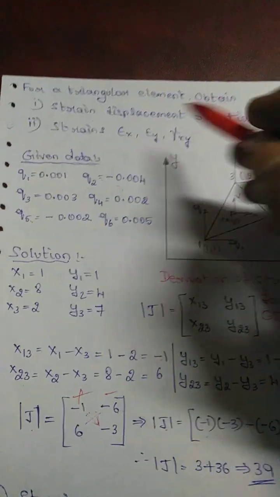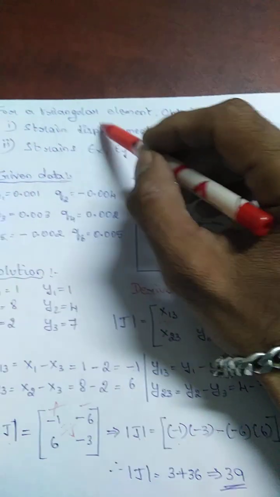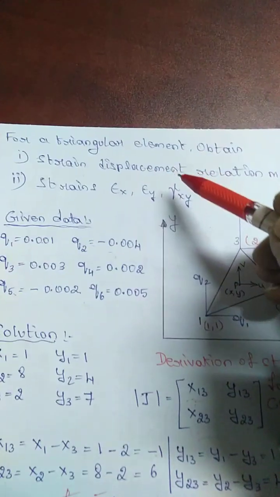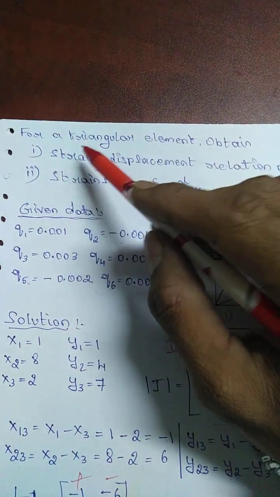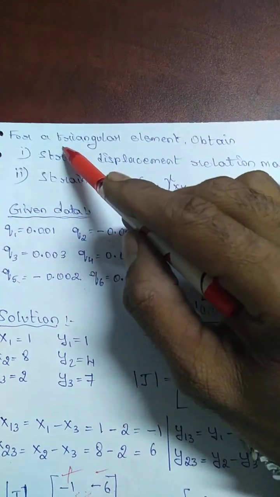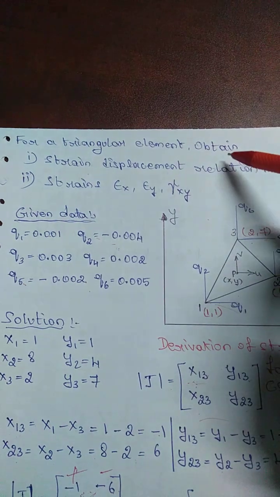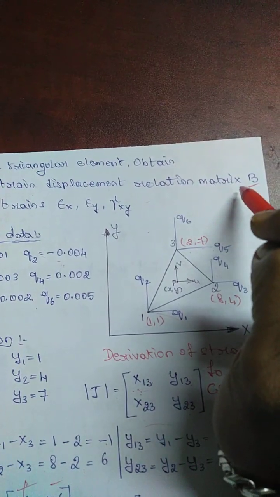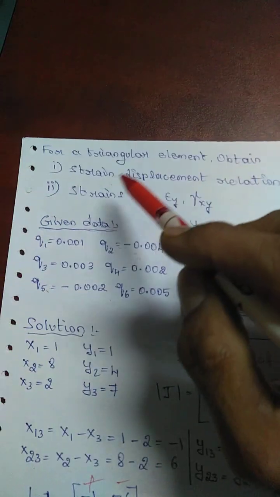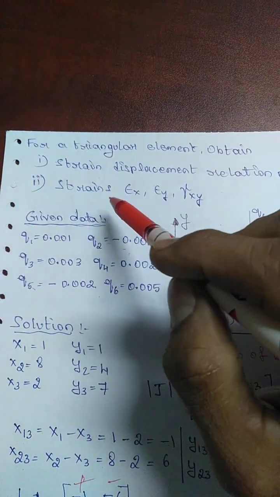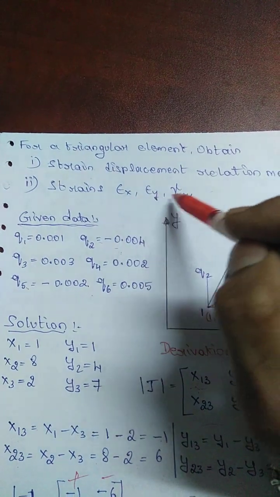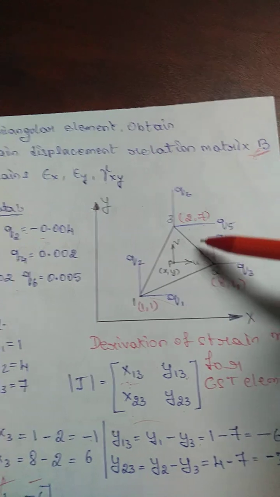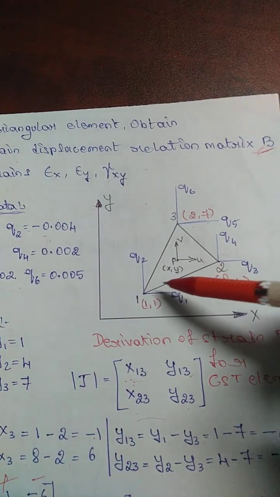Hi everybody. Let us solve one of the problems from the finite element method, or finite element analysis. So let us start with the problem. For a triangular element, obtain the strain displacement relation matrix, that is the B matrix, and the strains epsilon x, epsilon y and gamma xy. So this is the given triangular element.